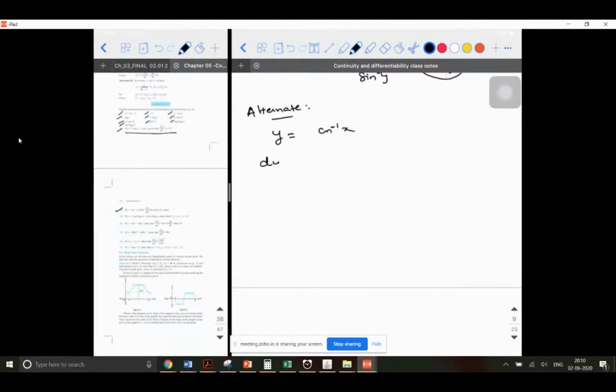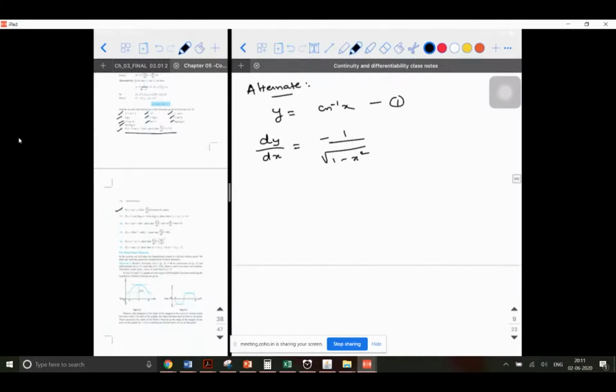The derivative dy by dx will be equal to minus 1 by root of 1 minus x square. So I will take the question as minus 1 by root of 1 minus x square. Then what do you want to do? You want to directly differentiate or take the root of 1 minus x square to the left? We can take it to the left, sir. Okay, let's do it. Square root of 1 minus x square into dy by dx is minus 1.